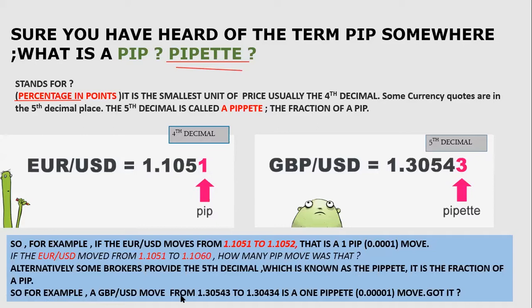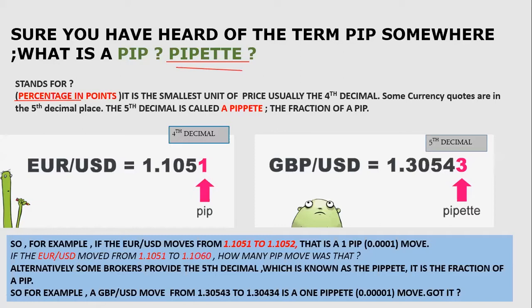So a pipette is a fraction of a pip. If 1 pip is 100, a pipette would be 1,000. So 1,000 pipettes will make a pip. So if a pip is 1, a pipette is 10. So a pipette times 10 will give you 1 pip.